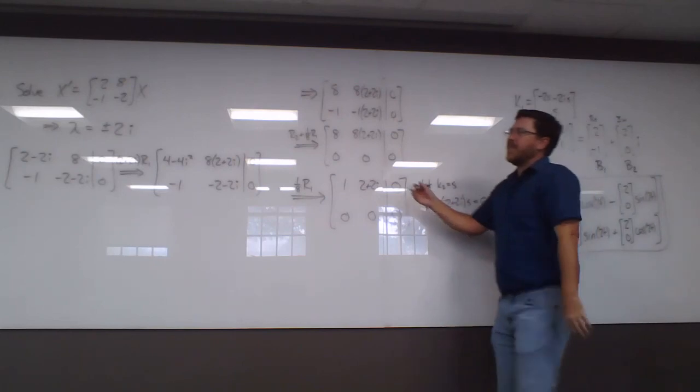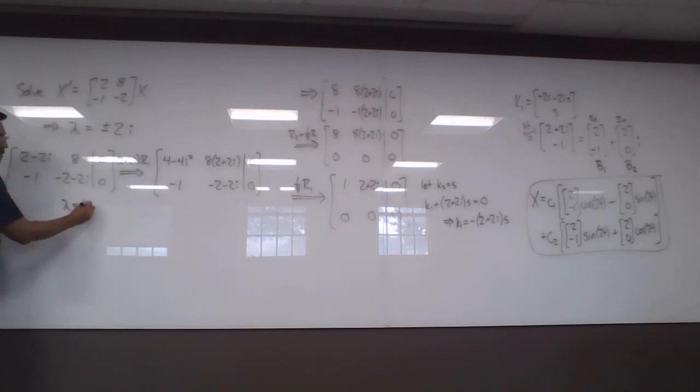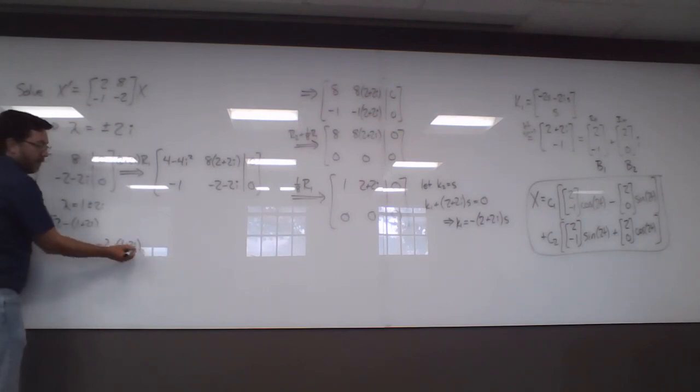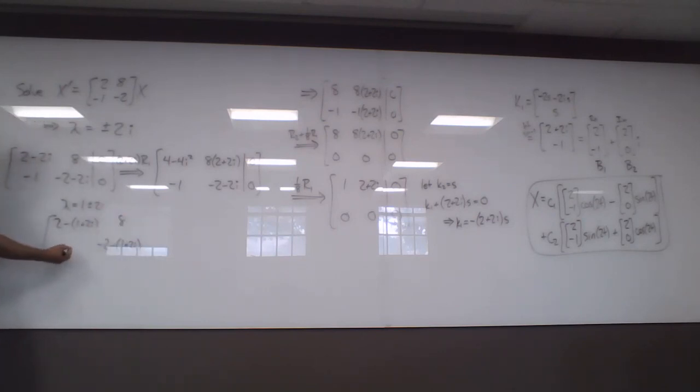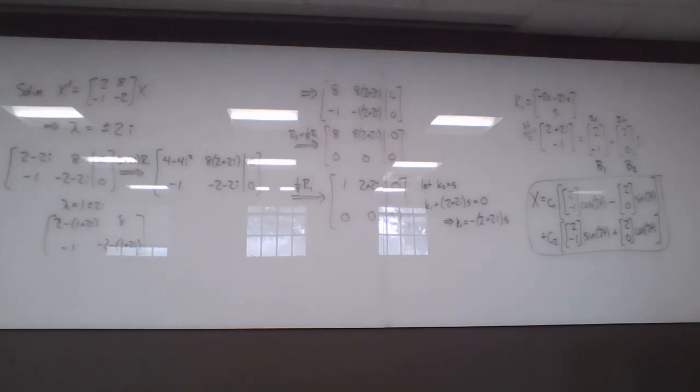I was going to say, if this wasn't just zero here, like if we had a lambda that was 1 ± 2i, but you're still doing the same thing. You just have to be a little careful. 2 - 1 + 2i here, and then -2 - 1 + 2i there. But again, you just combine those and do exactly what we did. I don't think there's a situation where you really have to go through that, but it's the same idea. You just have to be a little careful with the distribution of the negative sign.